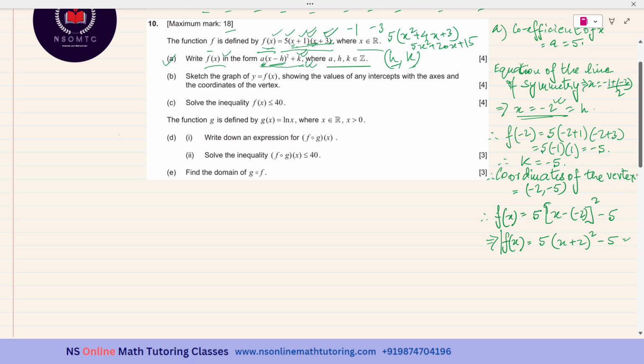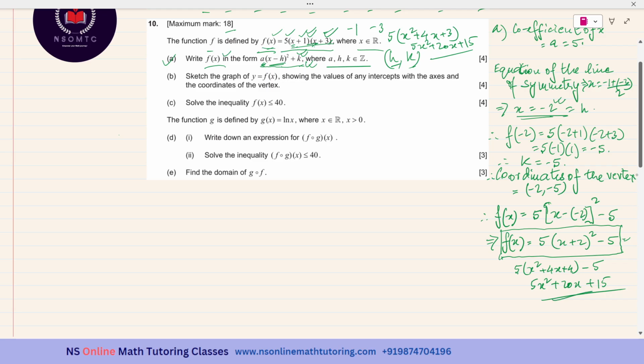Let me first of all write this as my final answer. And let me just show you. If we expand this, what do we get? It is 5 times (x square plus 2 times 2x is plus 4x plus 4) and minus 5. So this will be 5x square plus 20x plus 5 times 4 is 20. 20 minus 5 is plus 15. So we are getting the same expression.